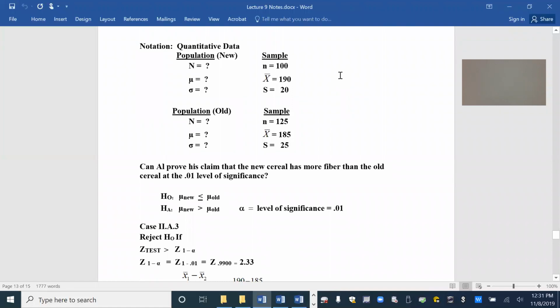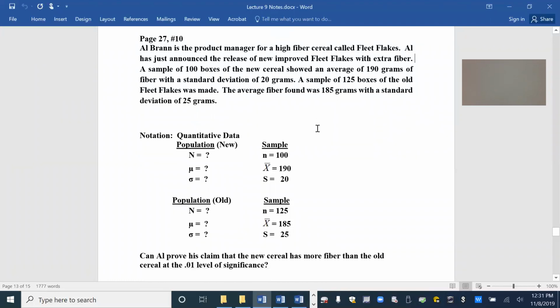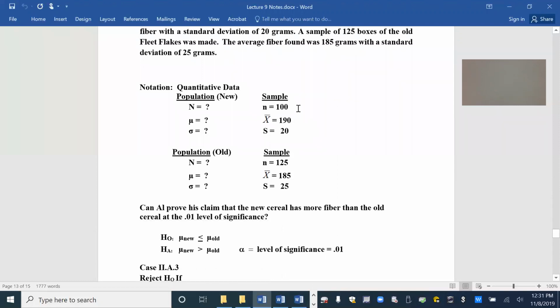What question did I ask in the first study? How much fiber does the new Fleet Flakes have? And I measured it in grams. Can I do arithmetic with that? Yep. Quantitative data.